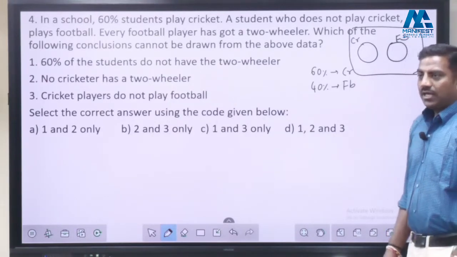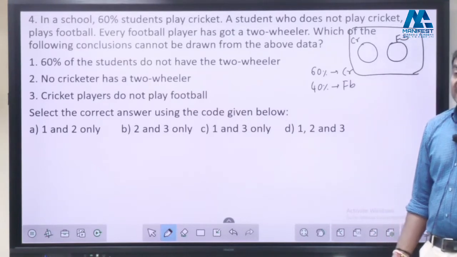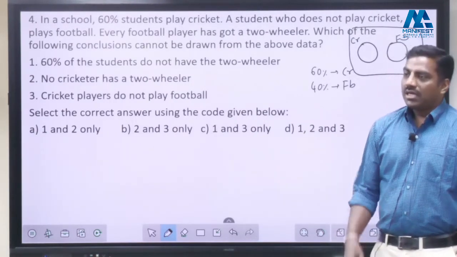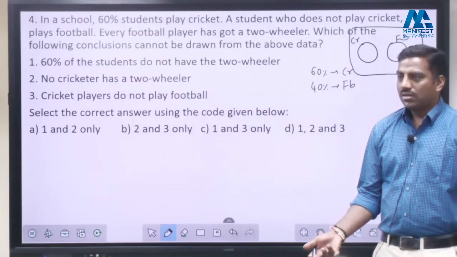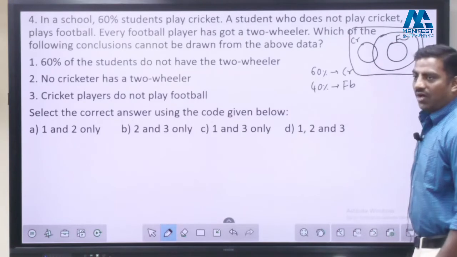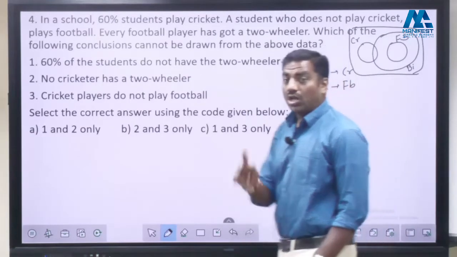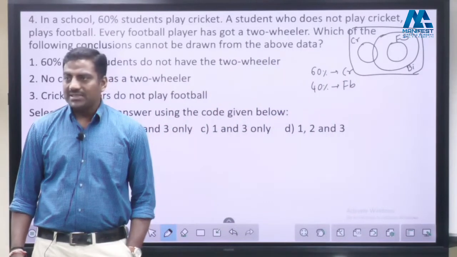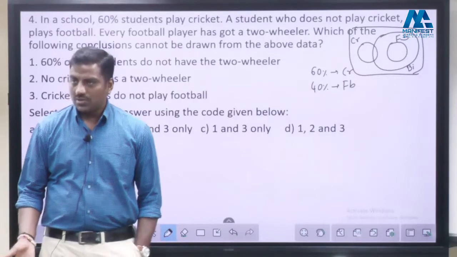Is it necessary that only the football player will have two-wheelers? When they have not given that, we should not deny the fact that even the cricket lovers can have a two-wheeler. And second thing, irrespective of your sports, they can have. So I'll take one circle of bike owners. Anyways, all football players have bikes, right? Apart from them also, other people can have bikes. Even some of the cricketers can also have bikes. Who knows?